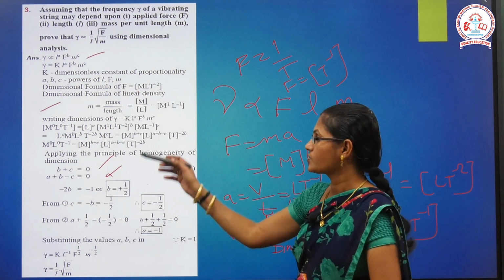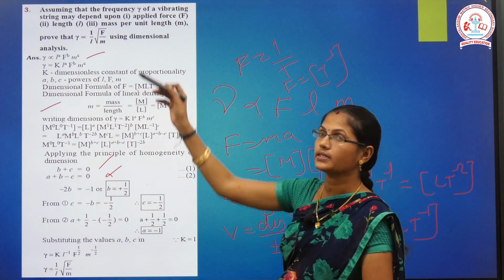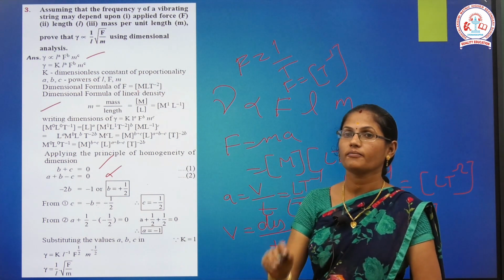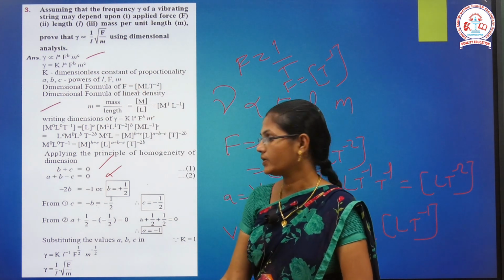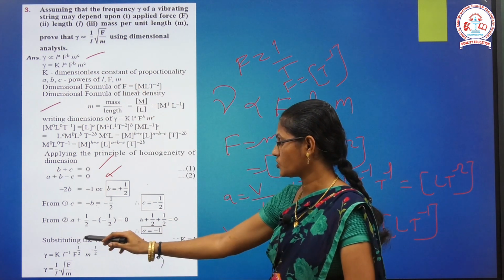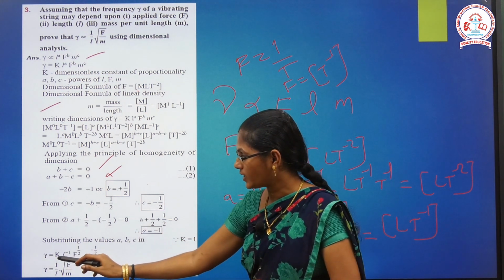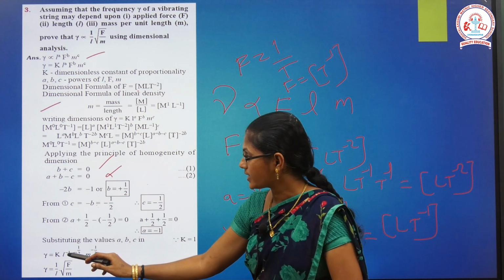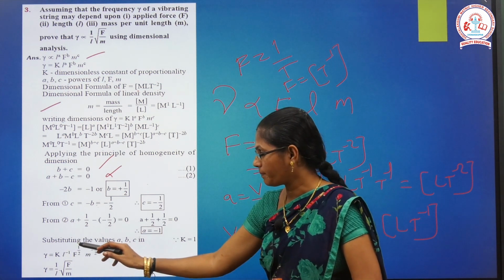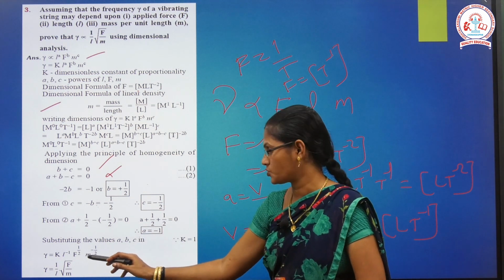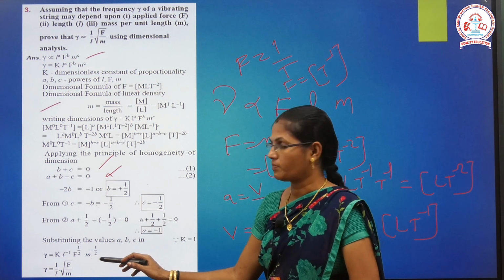Is it clear? So once we get the A value, B value and C value, we directly apply the powers: frequency is directly proportional to L power A, F power B and M power C. Substituting these values of A, B, C, we get gamma is equal to K, L power, the A value, minus 1. So L power minus 1. And F power B, what is the B value? Plus 1 by 2. And what is the C value? Minus 1 by 2. So M power minus 1 by 2.